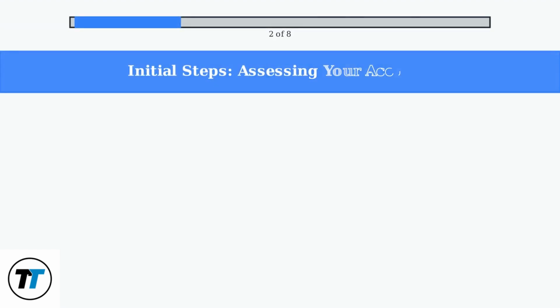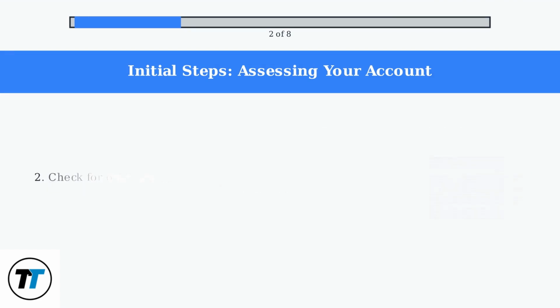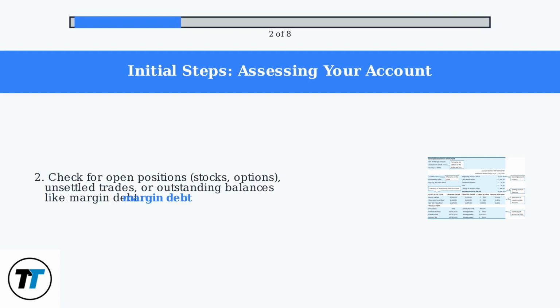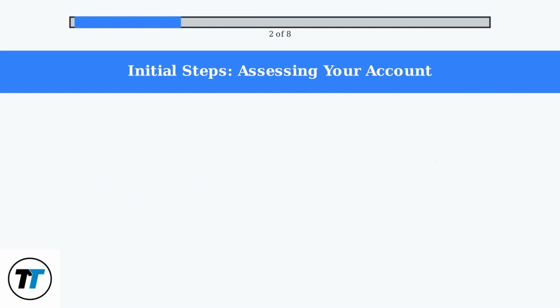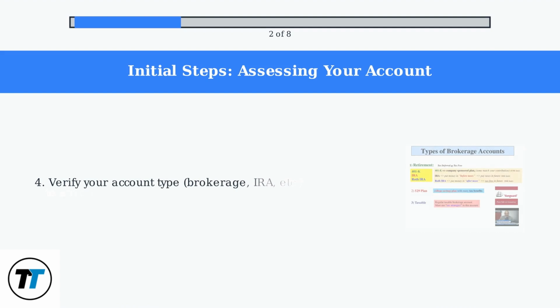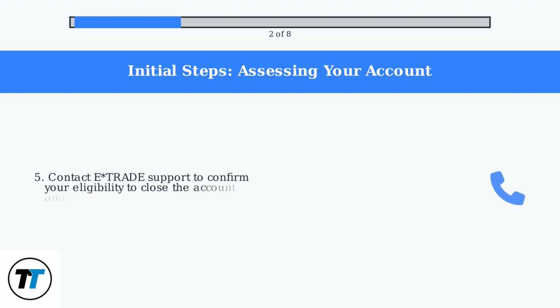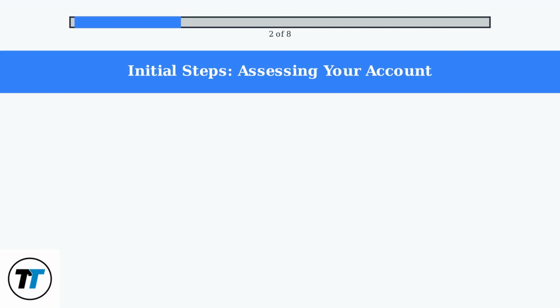Before starting the closure, log into your E-Trade account and review your dashboard. Check for any open positions such as stocks, options, unsettled trades, or outstanding balances like margin debt. Note any dividend or capital gain events that may impact your tax reporting. Verify your account type, such as brokerage or IRA, to anticipate potential fees or restrictions. Contact E-Trade support to confirm your eligibility to close the account and address any specific circumstances.